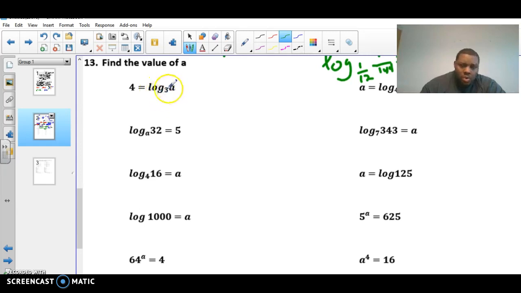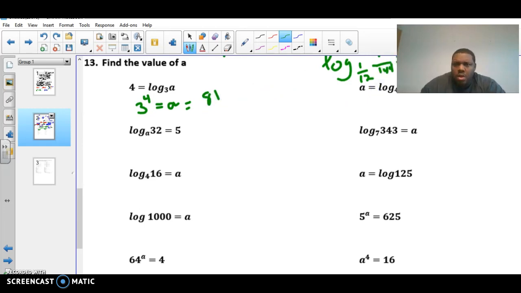Okay, so rewriting this, my base is my base, 3. My answer is my exponent, and my argument is what we're looking for. Now, guys, we can solve this. Now that we've rewritten this in exponential form, I can solve this: 3 to the 4th is 81. So a equals 81.